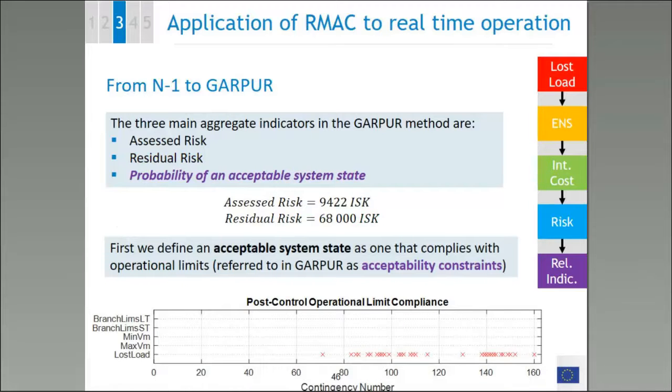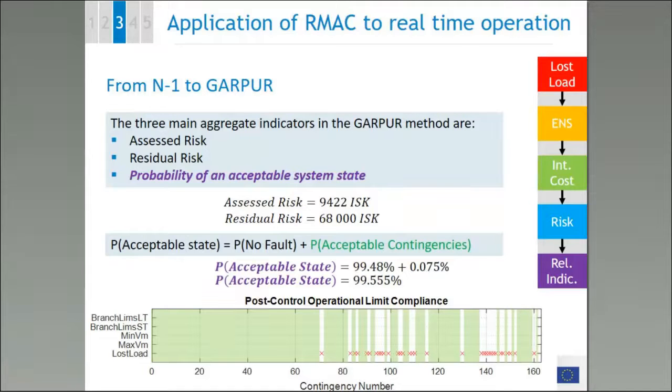The final measure, which is the probability of an acceptable system state, first requires that we define what an acceptable system state is. So in a classical n-1 approach, we aim to have a system that complies with our operational security limits. So it's most intuitive to consider those to be our acceptability constraints.